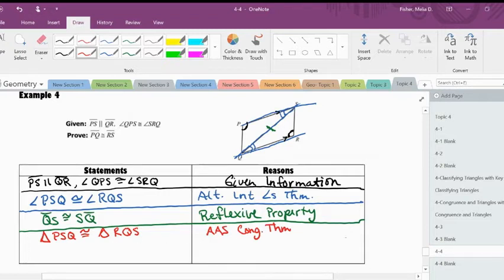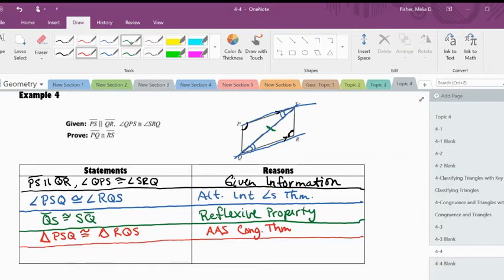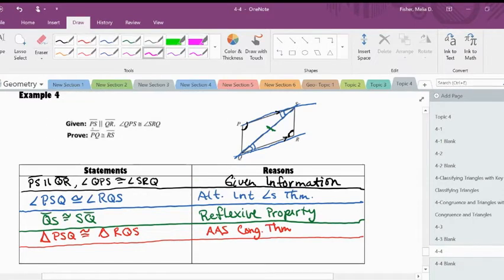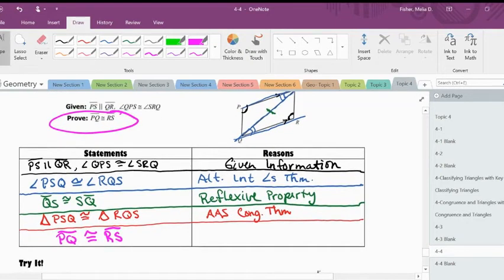And we need to be careful what they've asked us for, because they actually wanted us to say some pieces are congruent. So we're going to make sure we're proving that PQ is congruent to RS. If we have said that the triangles are congruent, then we know that the pieces are congruent because corresponding parts of congruent triangles are congruent. CPCTC. Go ahead and pause your video and do the try it and then come back to check your work.